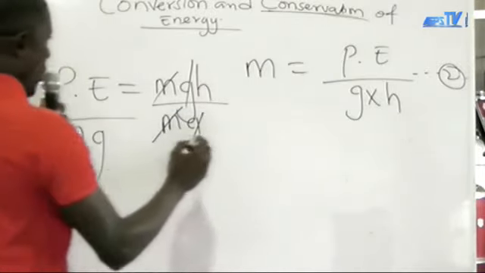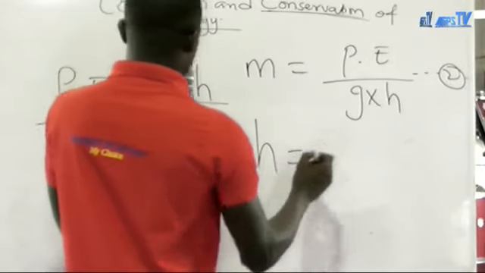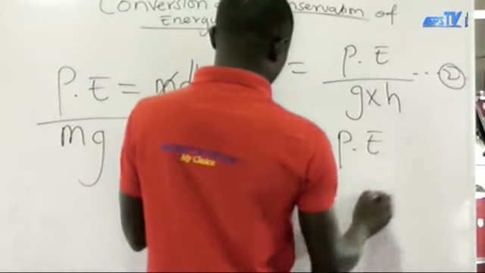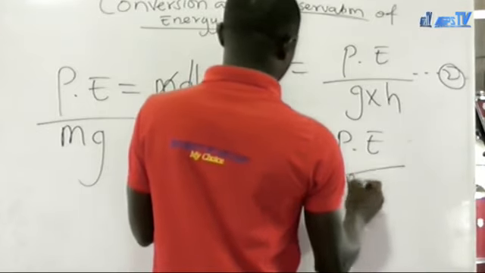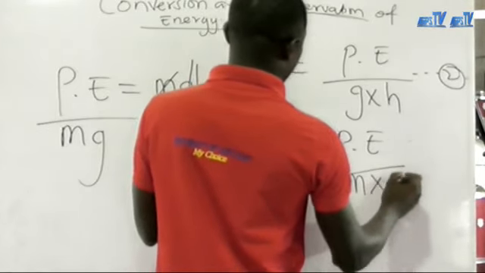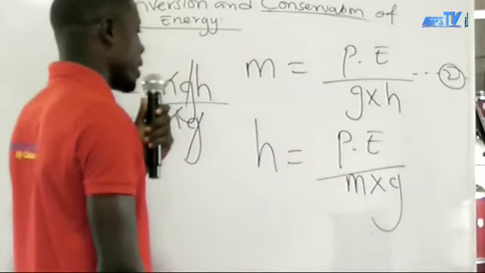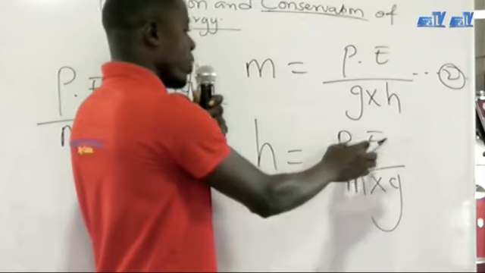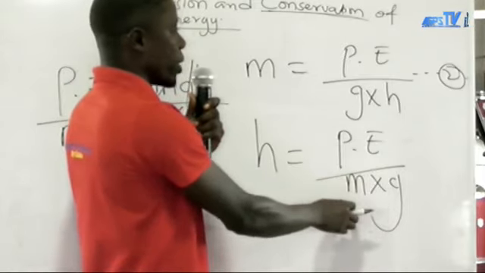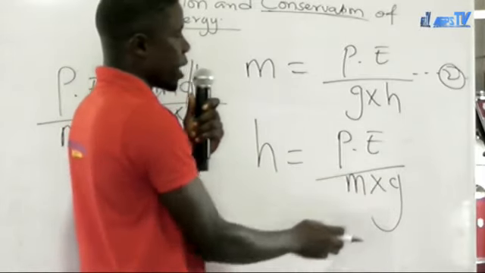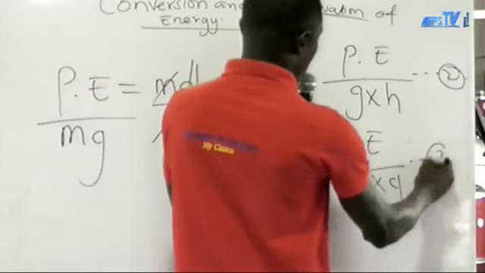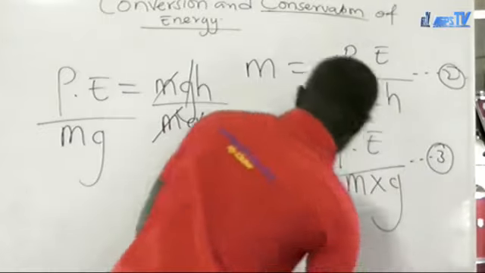So our H is equal to potential energy out of mass times gravity. So if you are told to find the height of the object, the potential energy will be given to you, the mass will be given to you, and the gravity is constant, which is 10 meters per second square. Okay, so this one too is our equation 3. Let me explain it again.